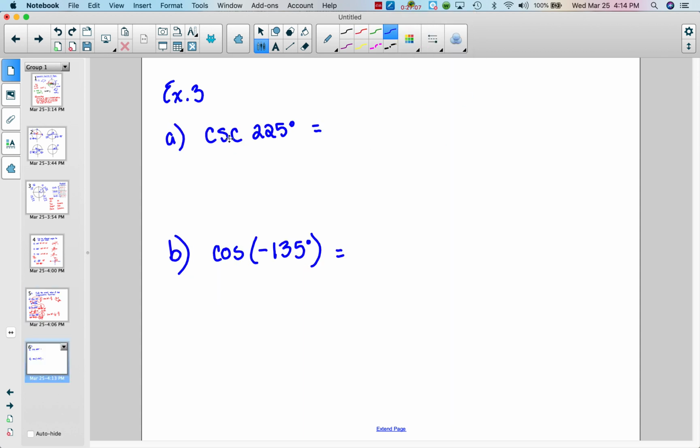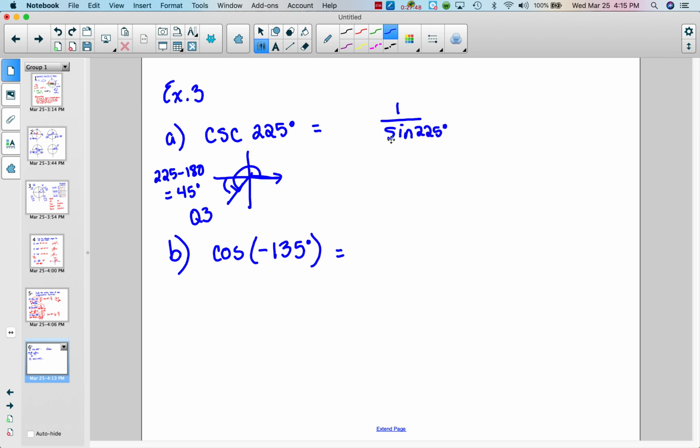Let me do just a couple more so you know what to do if it's not sine, cosine, or tangent. So we still have to start off the same way, figuring out the angle. So 225 degrees is going to be in quadrant 3. So that means this piece we can figure out by doing 225 minus 180, which gives you 45 degrees. So my reference angle is 45 degrees.